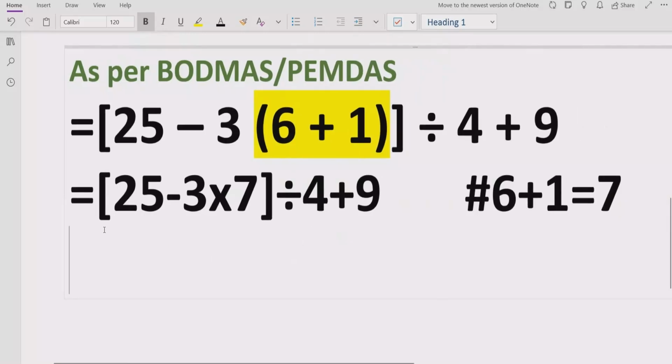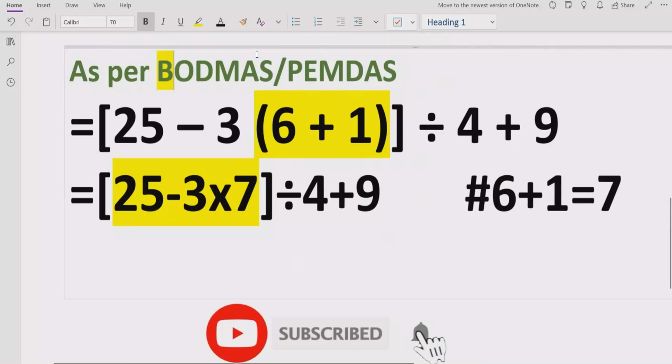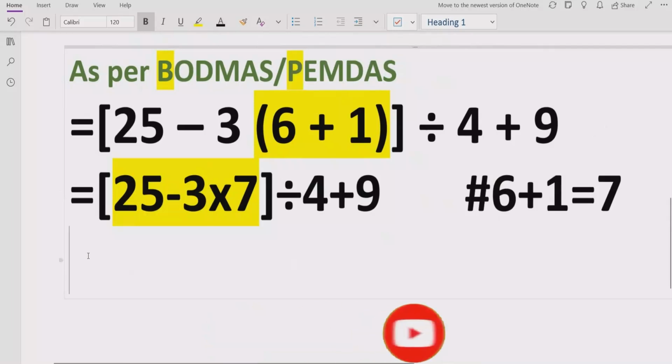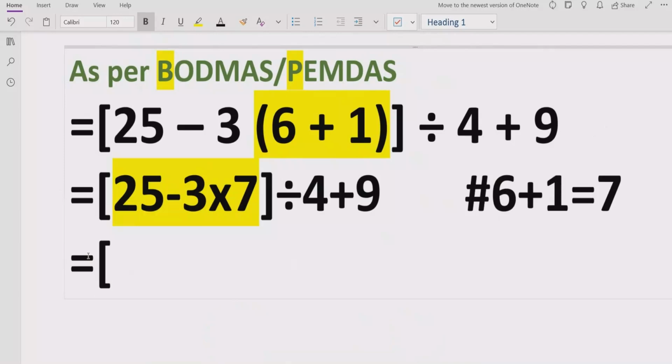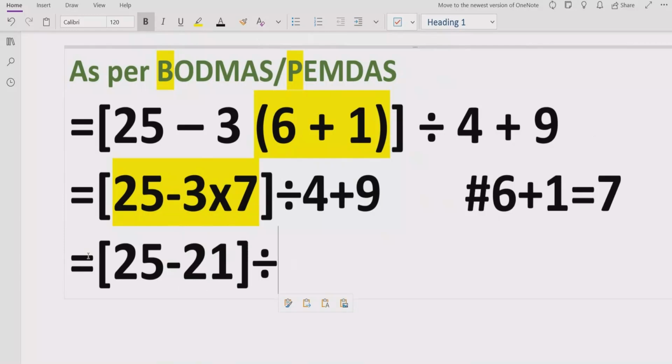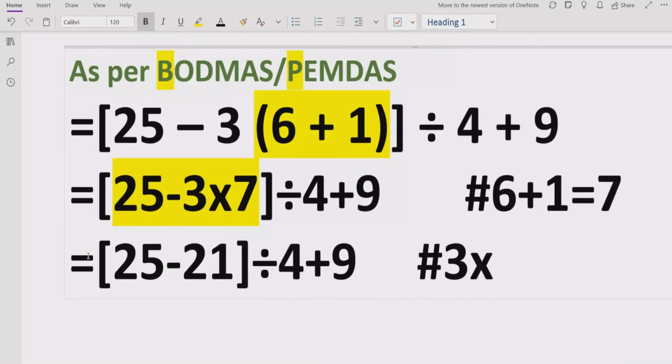Now move forward. Step number 1, we have to repeat for the complete bracket. So now we have this bracket containing two operations. One is minus, another one is multiplication. So here we will write 25 minus 21, and divided by 4 plus 9, we will write here as it is. And here we have to give the reference: 3 multiplied by 7 equals 21.